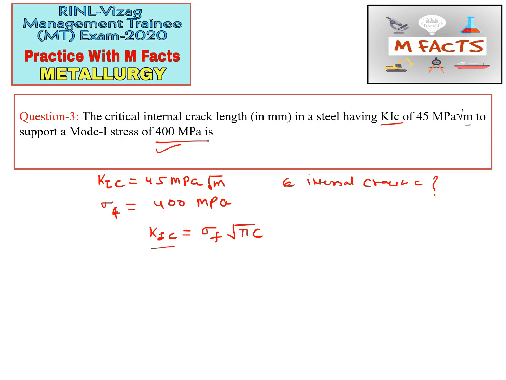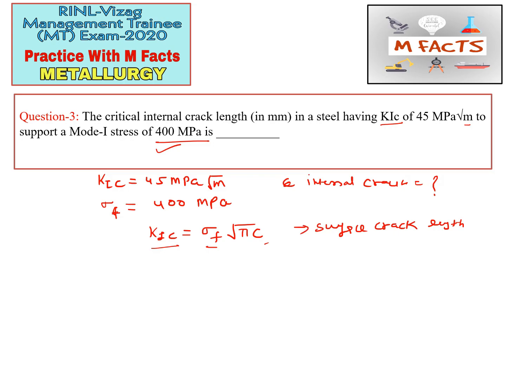Okay, so this KIC is basically the stress intensity factor. This sigma F is the stress which is applied for mode first, and this C is surface crack length. Okay, so this is the point where students make mistakes. This is the surface crack length, and this is something we can relate through the Griffith theory of brittle fracture.